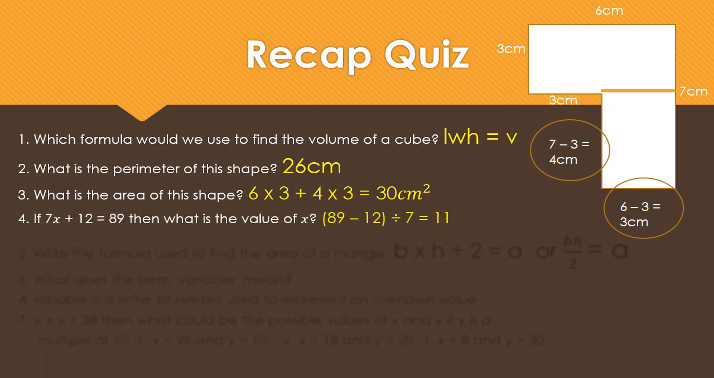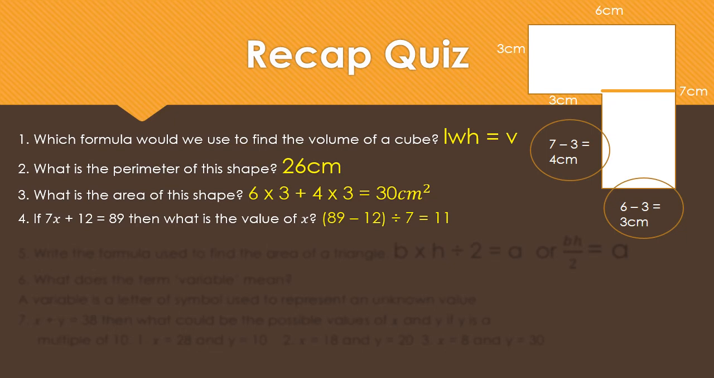Number 4. If 7x plus 12 equals 89, what is the value of x? Well, remembering back to our function machines, we need to do the inverse to help us solve this. So we start from our 89, and instead of adding 12, we're going to subtract 12. And then we know that 7x is the same as 7 times x.